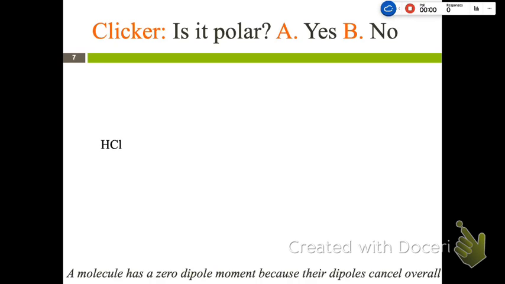All right, first molecule is HCl. You have 5 molecules we're going to go through. So if you finish one, start working on the next. So HCl, figure out how to determine if that's a polar molecule.